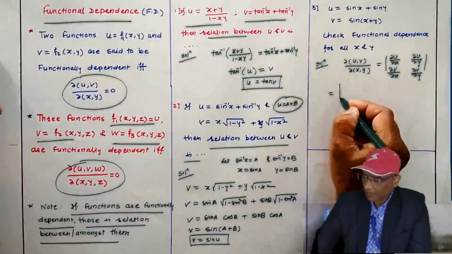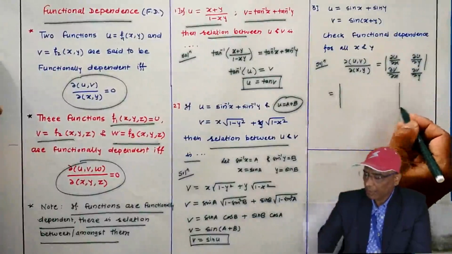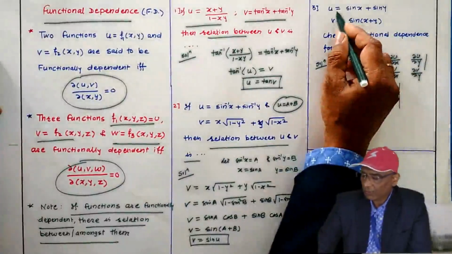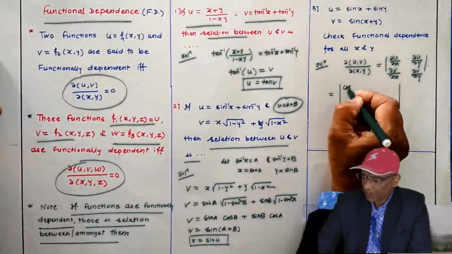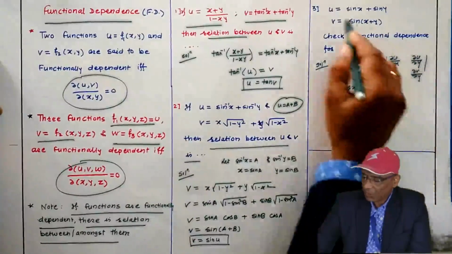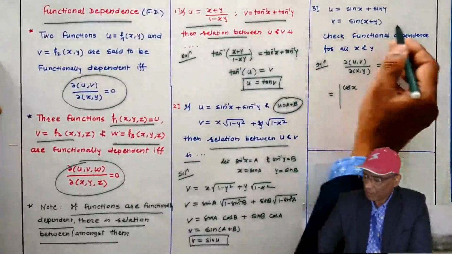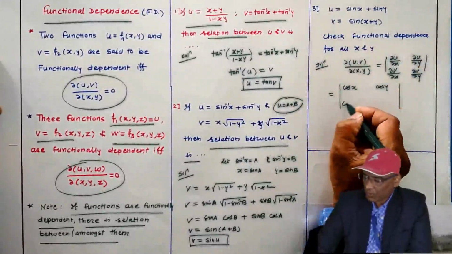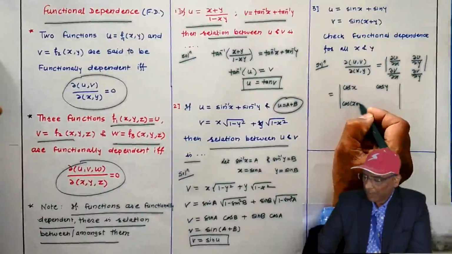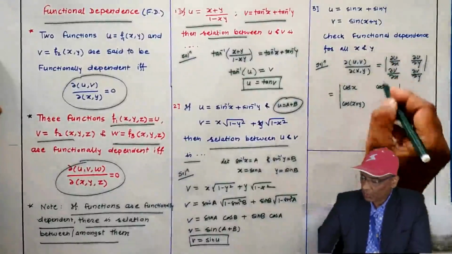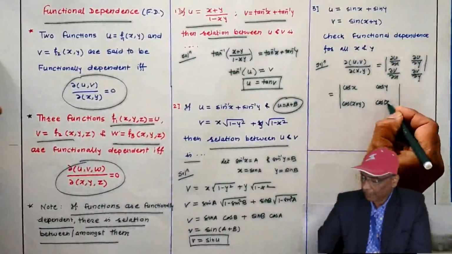Then this determinant: del u by del x is what? Derivative of u with respect to x. Del u by del y is what? Derivative of u with respect to y. Del v by del x is what? Cos of x plus y. And derivative of v with respect to y is what? Cos of x plus y.